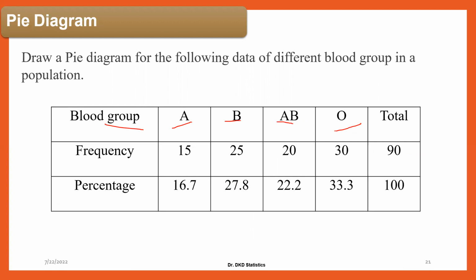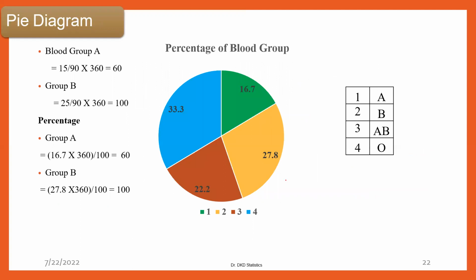Four blood groups are given, and for each group a frequency is given. Out of the total, we can calculate the percentage of each blood group out of 100%. So out of 100%, we can create the pie diagram. For each group we create the percentage, and the total percentage should be 100. Then we can create the pie diagram, and for each group we can calculate the degree angle of its segment.